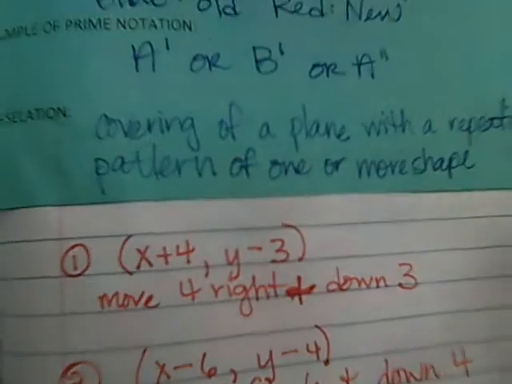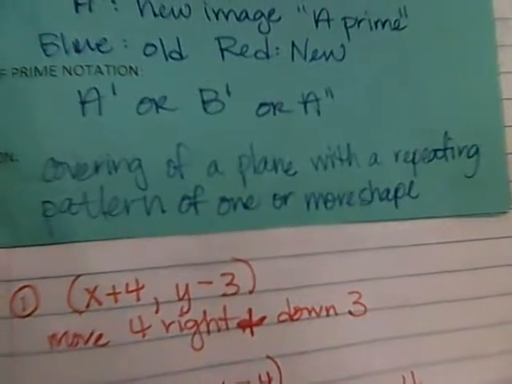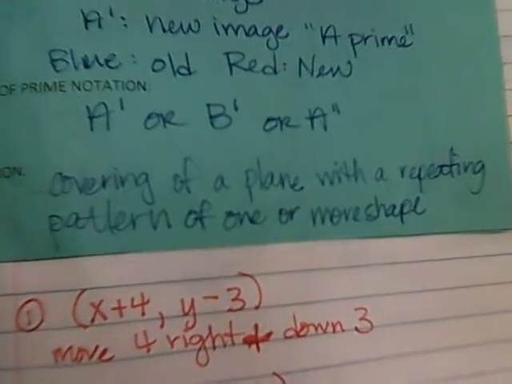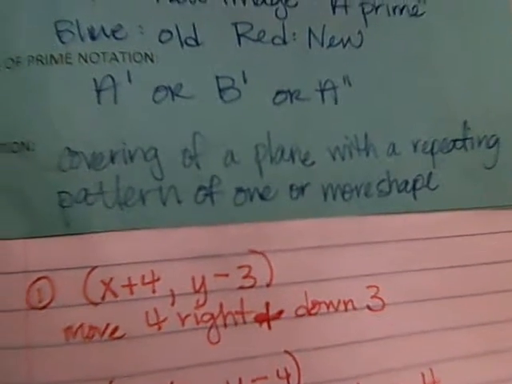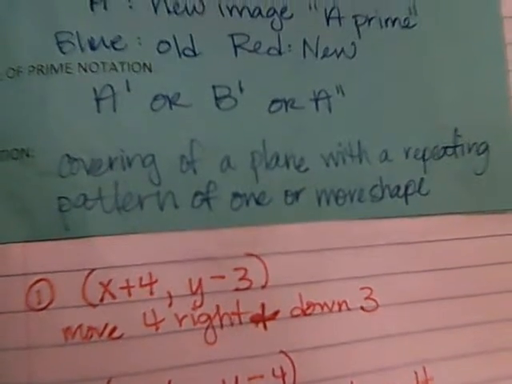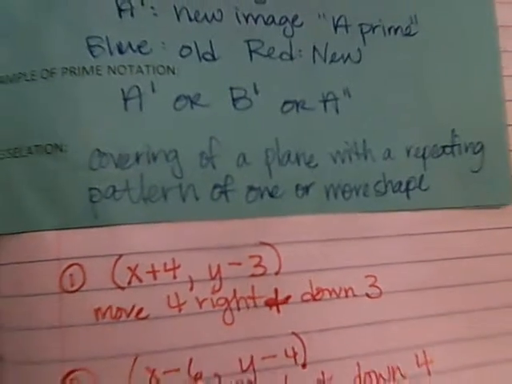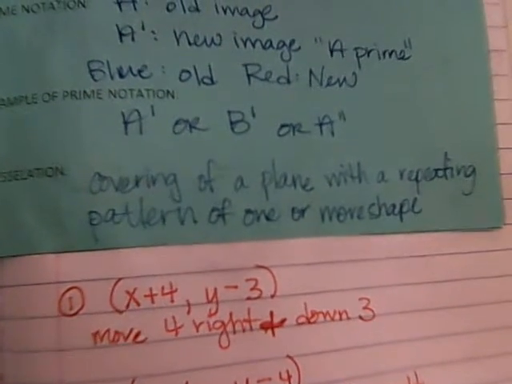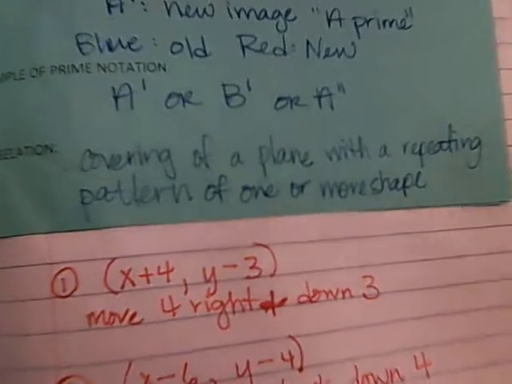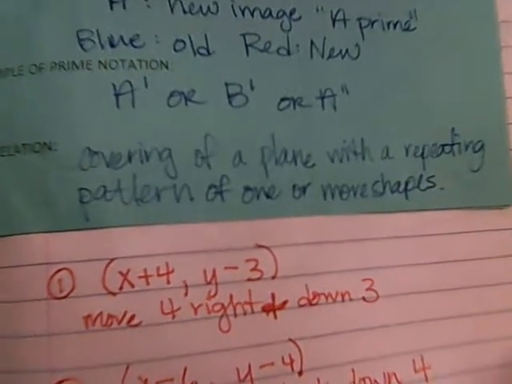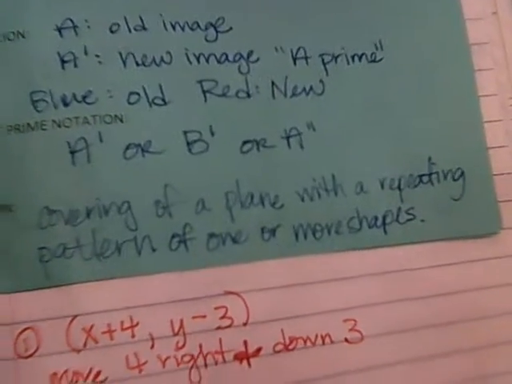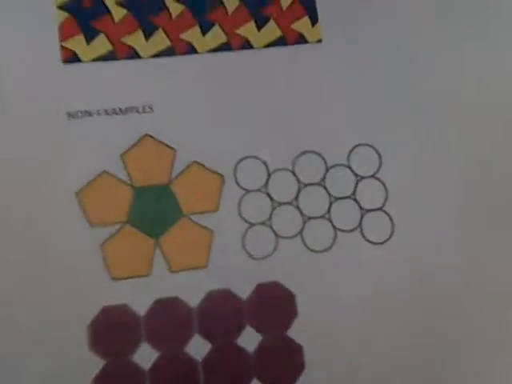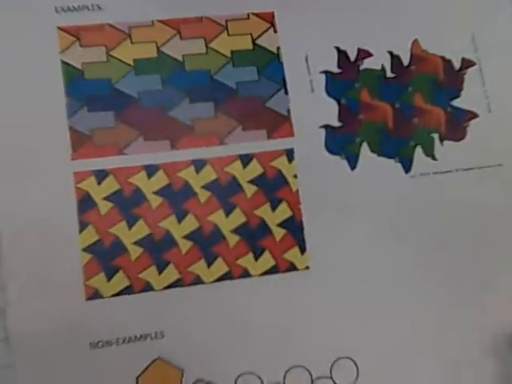If you were going to lay tile in your bathroom, you would want to make sure there weren't any gaps, okay? They lay down perfectly beside each other. That's a tessellation. It's a tessellation of a rectangle or a square over and over and over again. It's a covering of a plane with a repeating pattern of one or more shapes. A very popular artist named M.C. Escher did a lot of tessellations, and I have some here for you to look at.